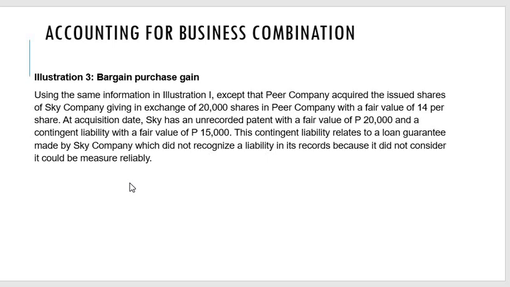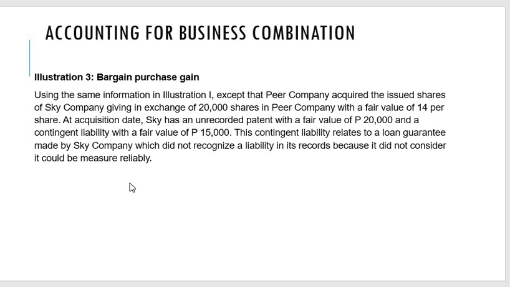At acquisition date, Sky has an unrecorded patent with a fair value of 20,000 and a contingent liability with a fair value of 15,000. This contingent liability relates to a loan guarantee made by Sky Company, which does not recognize a liability in its records because it does not consider it could be measured reliably.